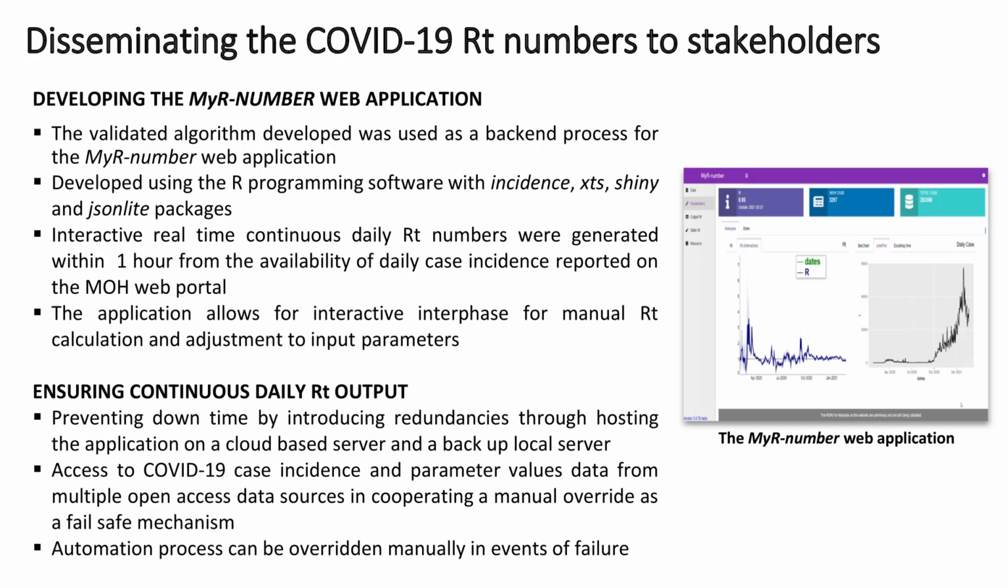To ensure the system produced continuous daily RT outputs, we had taken several measures. First, to prevent downtime, we had introduced redundancy through hosting the application on a cloud-based server and a backup local server. Second, we ensured access to COVID-19 case incidents and parameter value data from multiple open access data sources by incorporating a manual override as a fail-safe mechanism. And third, the automation process can be overridden manually in the event of automation failure.